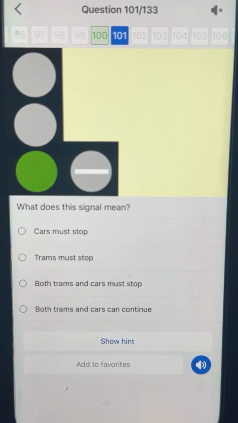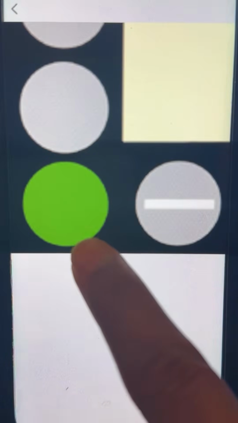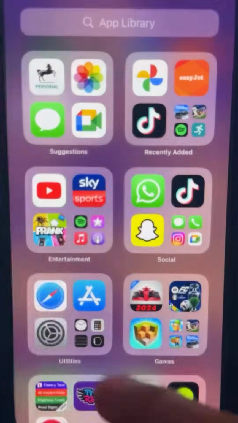Good. So what does this signal mean? We're talking about this one, by the way. This one is for tram drivers. You don't have red, amber and green and all that. Trams will have that white light. If the line is like that, they need to stop. Other traffic, cars, lorries and all that, can go. But trams need to stop in this case. Look, tram drivers need to stop. Okay? Let me just show you.